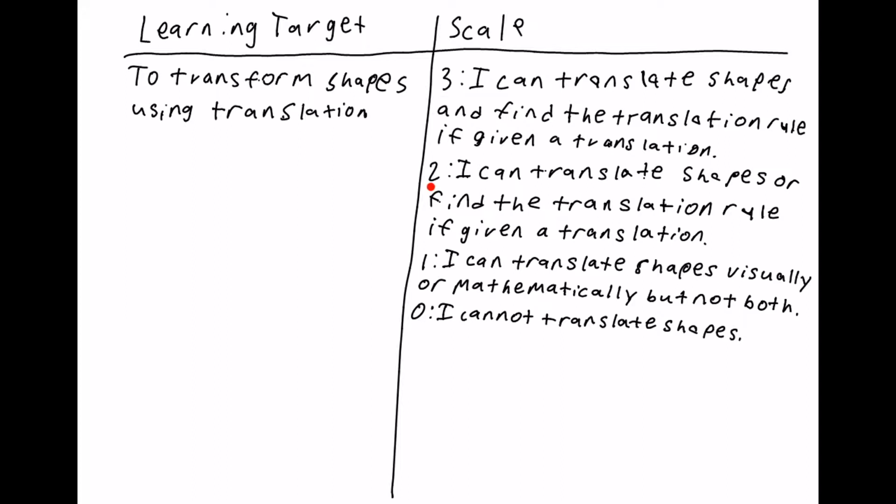A 2 will be you can translate shapes or you can find the rule, but not both. A 1 is you can translate shapes visually, like you can physically move them, or mathematically, you can move them using the math rule, but you can't do both ways. And 0, you cannot transform shapes. Let's get started.